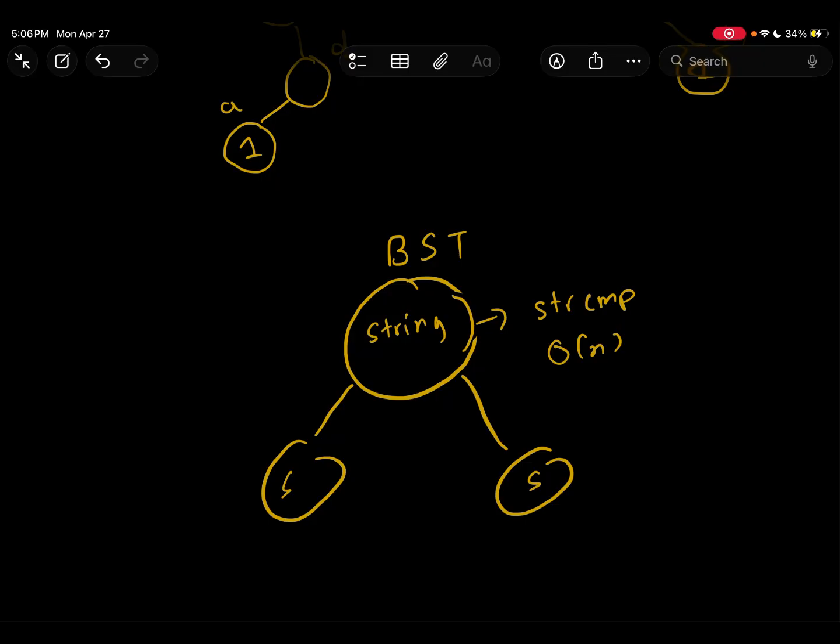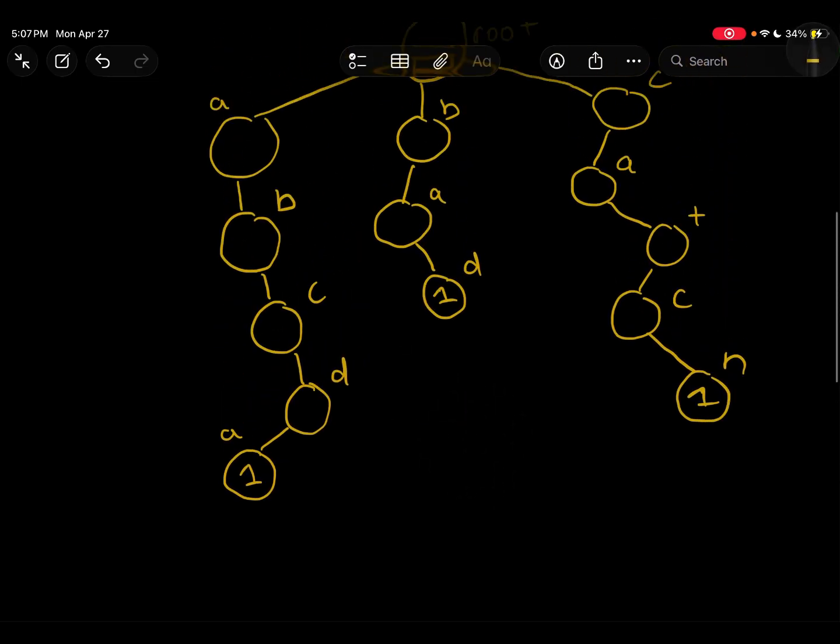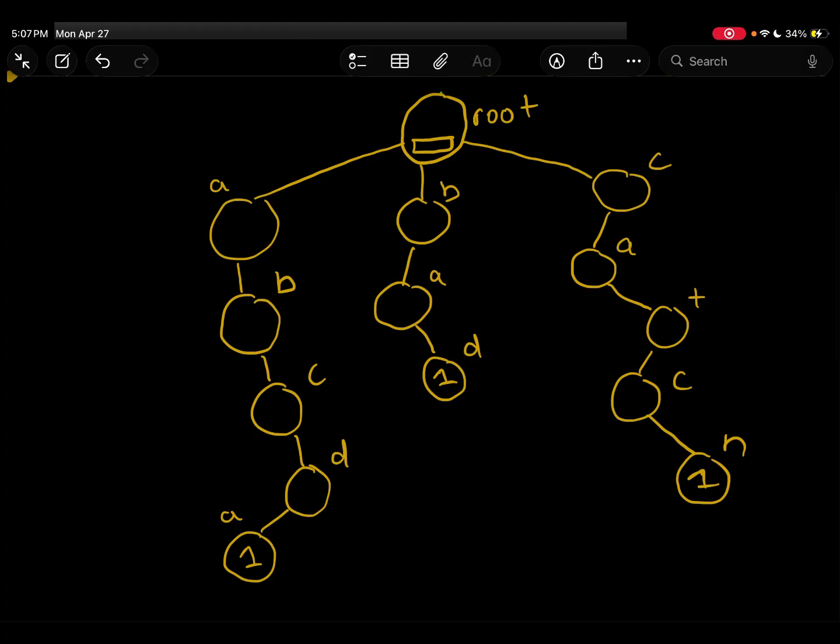At each node, we have to run string compare, which is O of n, and then based on that, we go left or right. At the very worst case, the height of the binary search tree could be O of n. So this is a bad idea, and this is why we don't use a binary search tree to maintain strings. This is why we use something like a trie. The time complexity for a trie is O of k, where k is the length of the string we're looking at. So a trie is way better.